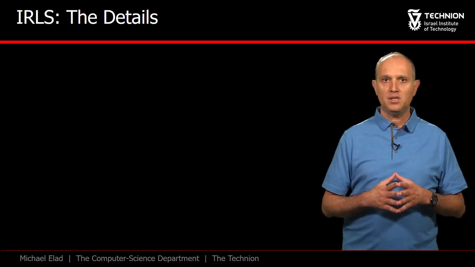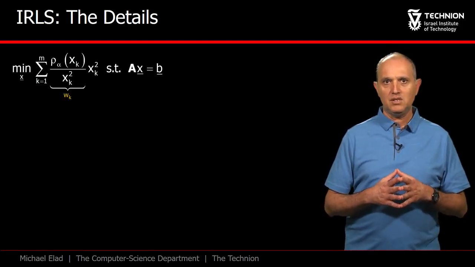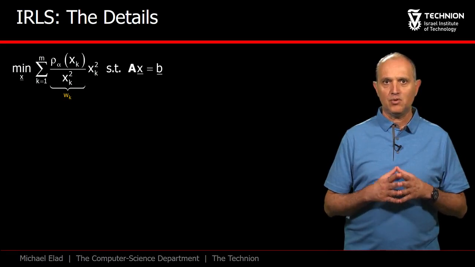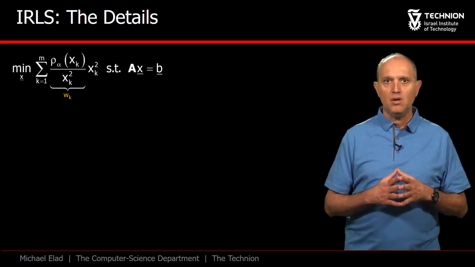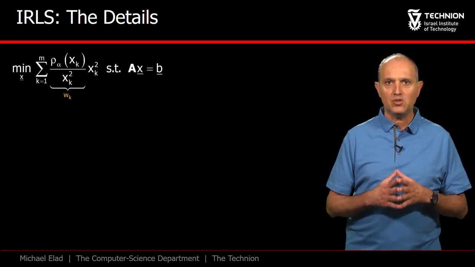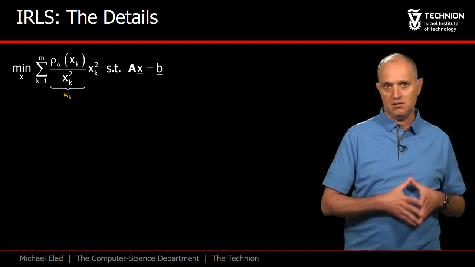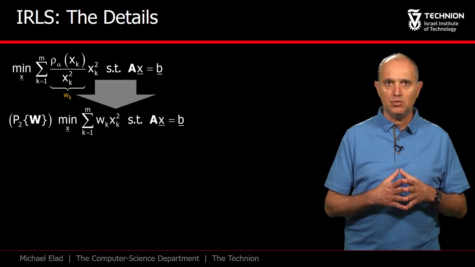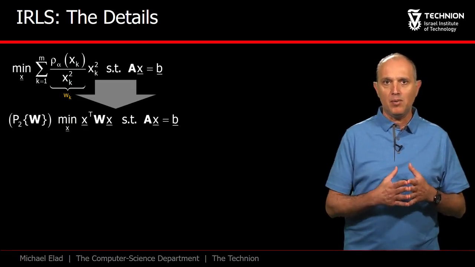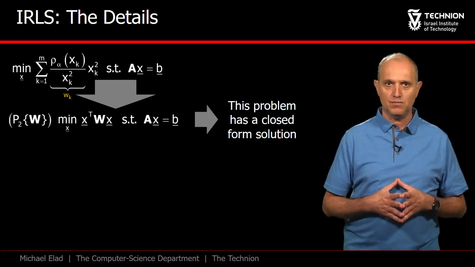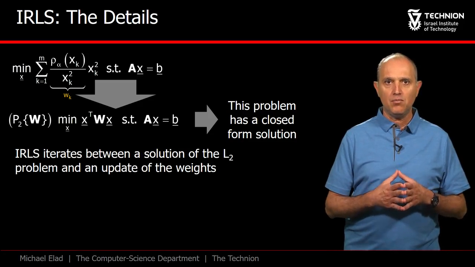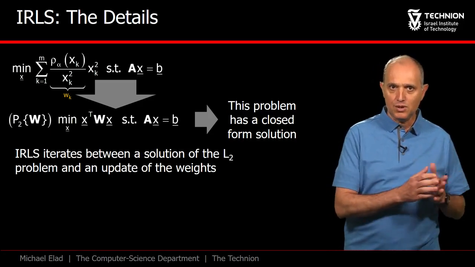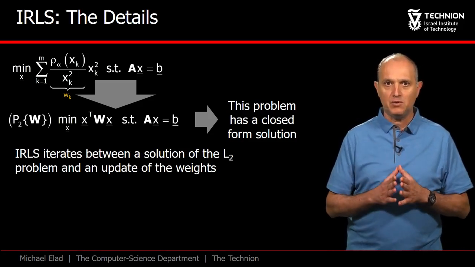Here is the IRLS in more details. This is the problem we aim to solve, and as already mentioned, the yellow term will be considered as fixed weights computed from the previously held x. Thus, this is a simple weighted L2 minimization subject to an equality constraint, a problem known to have a closed form solution. In the IRLS algorithm, we will jump between this solution and an update of the weight matrix.